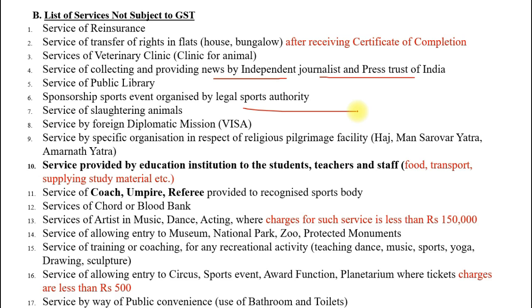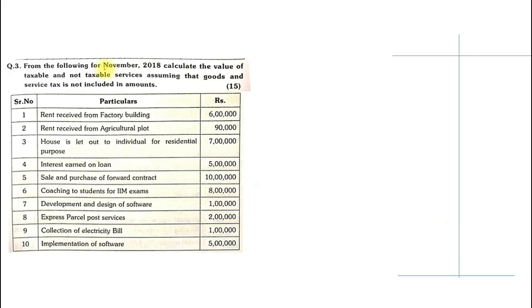Now, based on this, we will be taking up a couple of sums to understand how you need to solve the sum based on these exempted lists, and how it will be useful in solving taxable and non-taxable based sums. So let us see a couple of sums. From the following, for November 2018, calculate the value of taxable and non-taxable services, assuming that the GST is not included in the amount; it's exclusive.